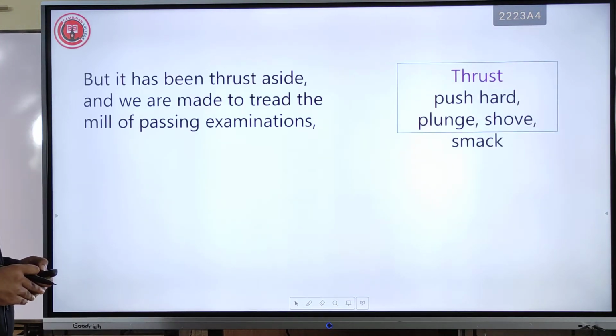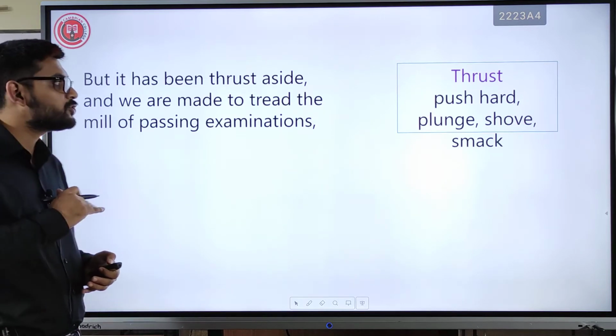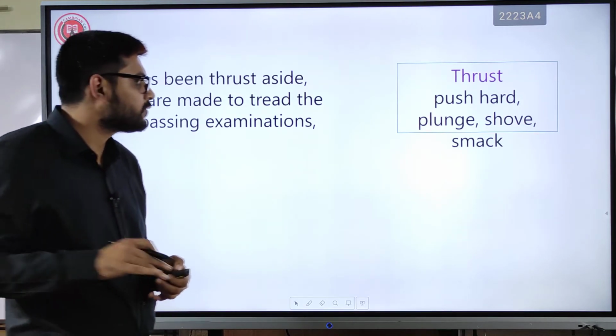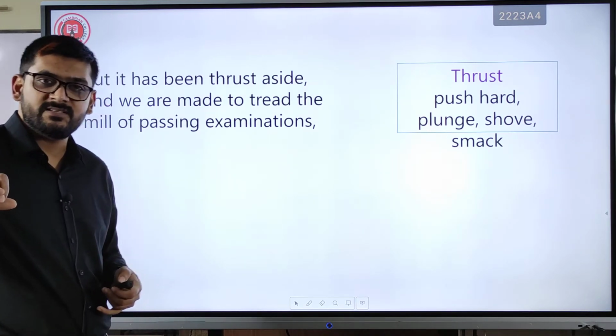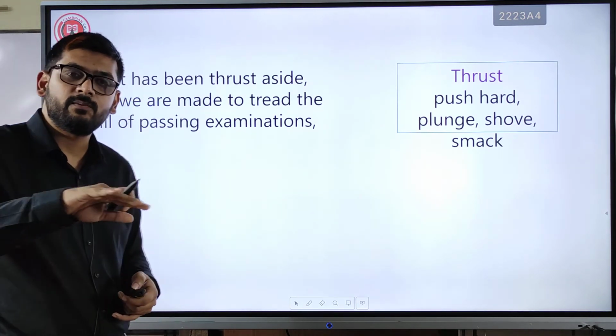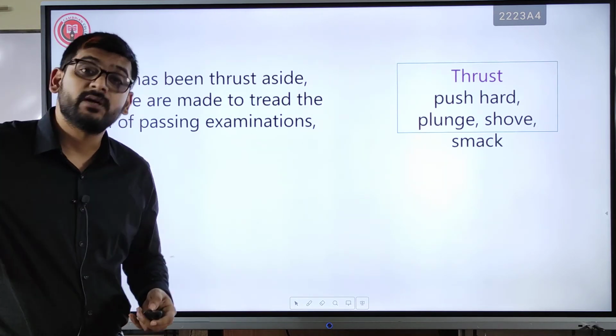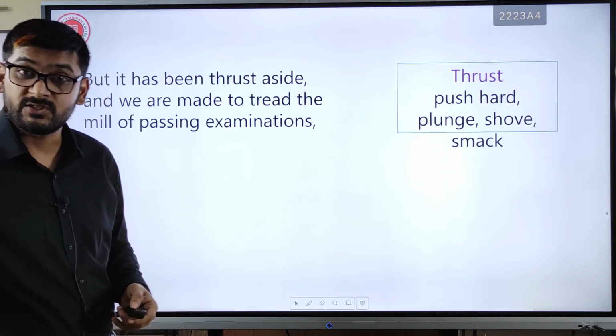But it has been thrust aside. Thrust means to push hard, plunge, to shove, to smack. Okay, we are pushing hard our education system aside. আমরা আমাদের শিক্ষা ব্যবস্থাকে আমাদের কালচারকে একদিকে সরিয়ে রাখছি. We are not proud of our own culture.